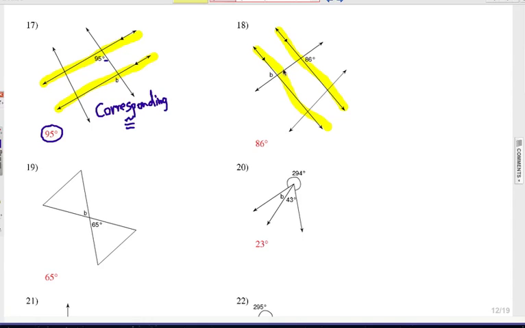Number 18, look at the parallel lines. Notice that this 86-degree angle is outside of the parallel lines and B is outside of the parallel lines. Those are exterior to those parallel lines, and they're on opposite sides, or alternate sides, of the transversal. So they are congruent angles. Angle B is still 86 degrees. They are alternate exterior angles, which are always congruent to each other.